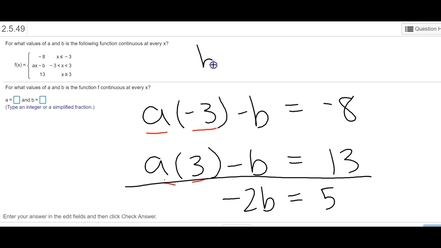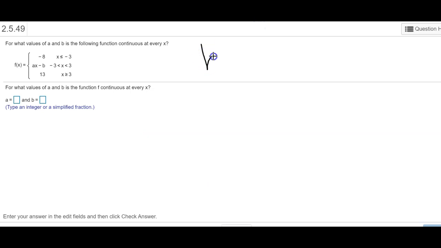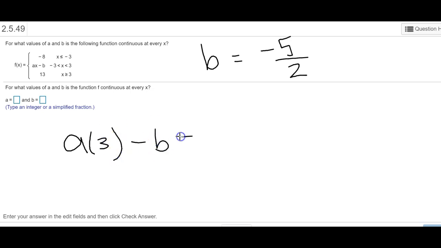So b is going to be equal to -5/2 or -2.5. Okay, and then I can plug into either one of these equations for a. So I'm going to clear this off. I know b is -2.5 or -5/2, and I know that a times 3 minus b is 13. I'm just plugging into the bottom one there, the bottom original equation.